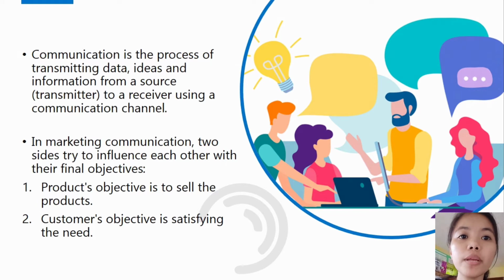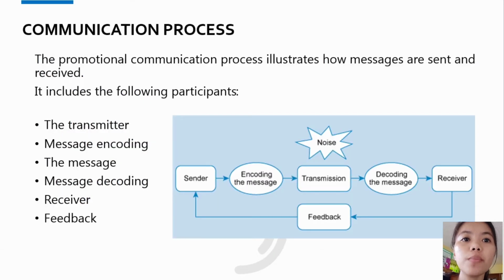In marketing communication, there are two final objectives. First is the product's objective, which is to sell the products, and the customer's objective, which is satisfying the need. The promotional communication process involves the transmitter, which is the sender. Next is encoding the message. Then the message is transmitted, wherein there is the presence of noise. Afterwards, the message is decoded. If the receiver receives the message, feedback is given back to the sender.